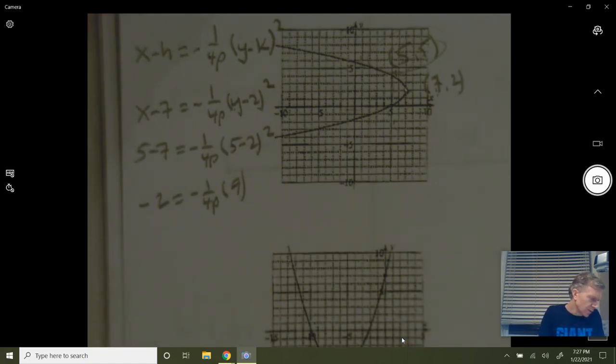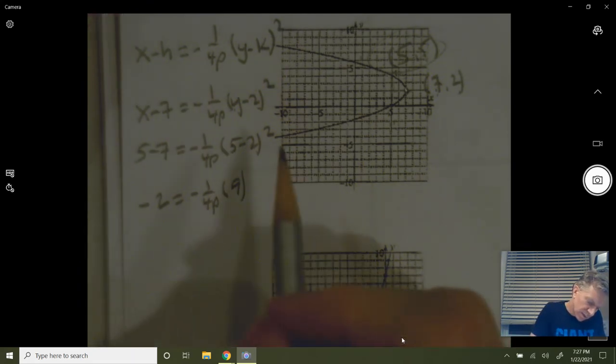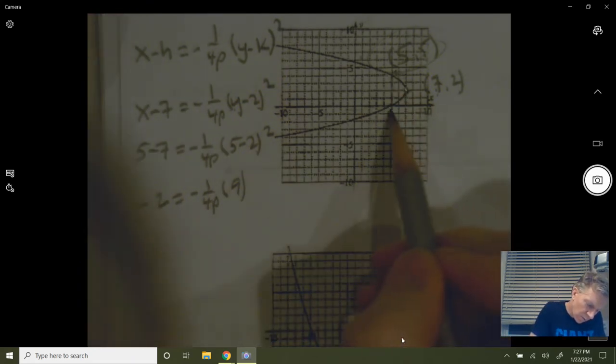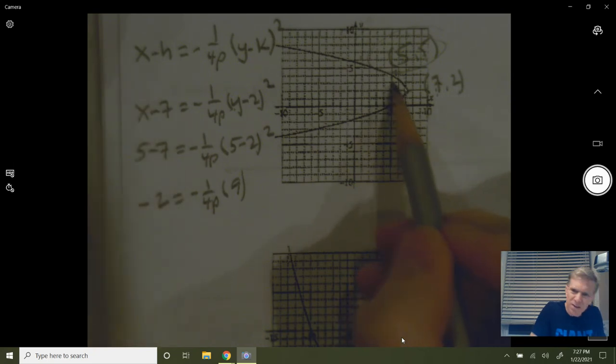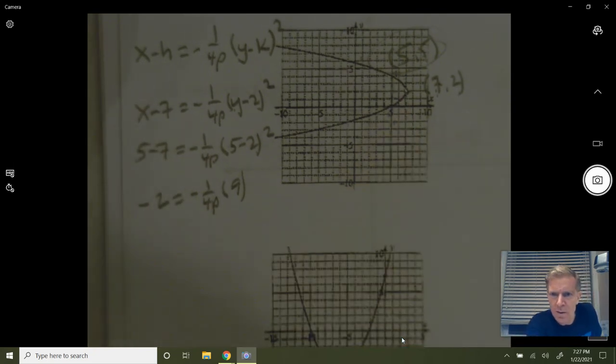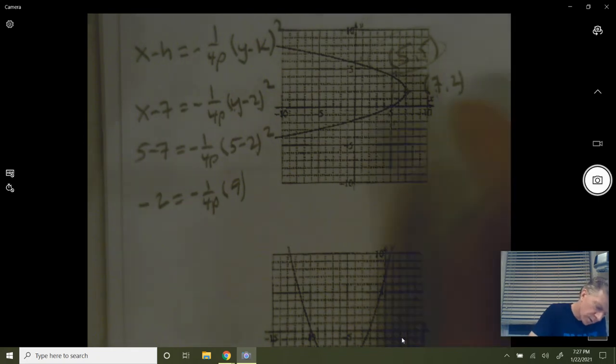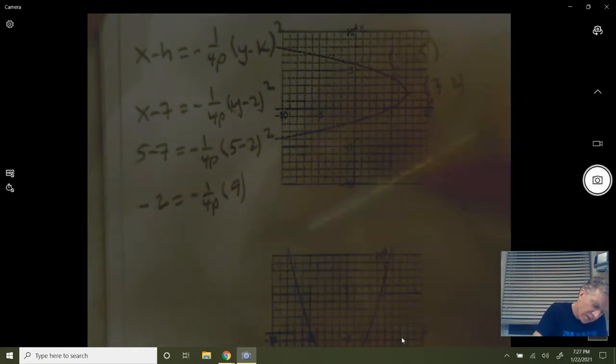Okay, so negative 5 minus, what did I do wrong? Oh, that's not a 5, that's actually a 4. 1, 2, is that 4? Let's see, 1, 2, 3, 4. Yeah, I'm sorry, this point right here is not 5, 5, it's 4, 5.